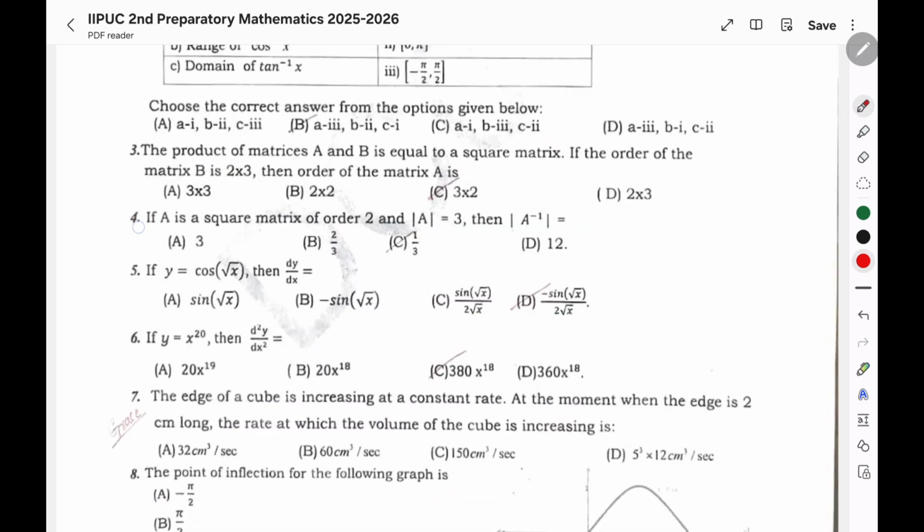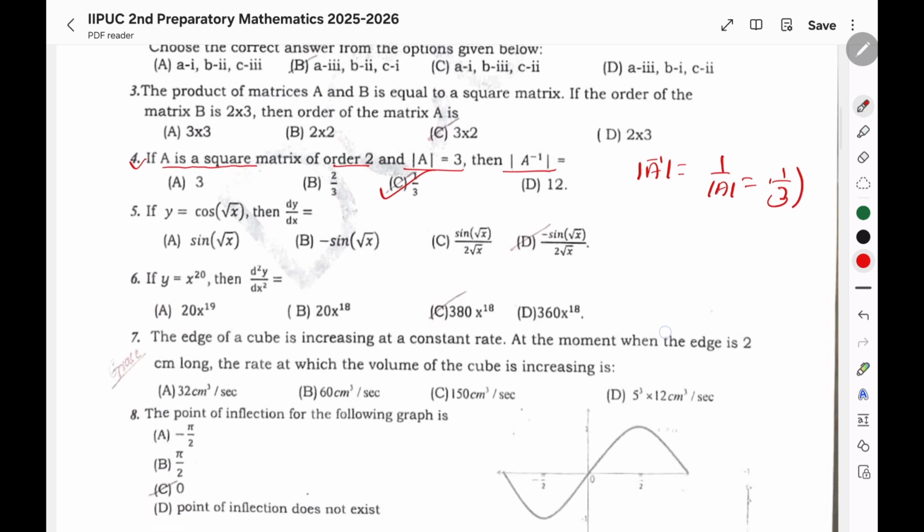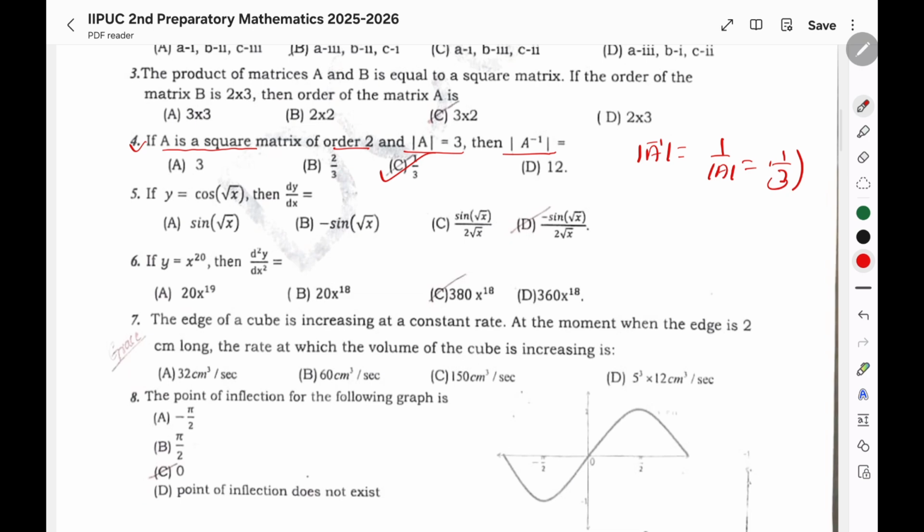This question. If A is a square matrix of order 2 and determinant is 3, then what is determinant inverse? It's very easy. There is a formula. Determinant inverse is nothing but 1 upon determinant, and determinant given is 3. So the answer is 1 by 3. C option correct.